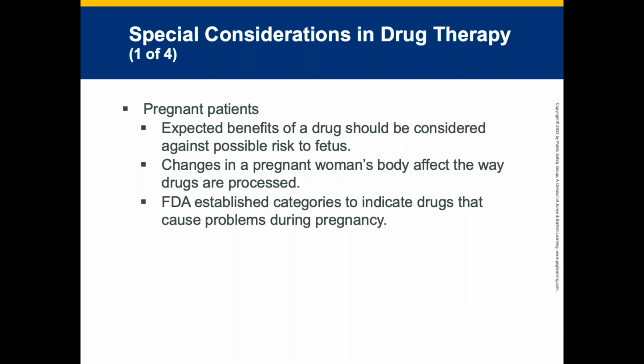So, pregnant patients. Before administering medications to a female of childbearing age, you need to ask the patient whether she could possibly be pregnant. And you have to be honest with them. Say, listen, if you are pregnant and we give you this medication, it could cause more harm. We need to be honest. You need to tell me if you are or not. Right? Expected benefits should be considered against the possible risk to the fetus.